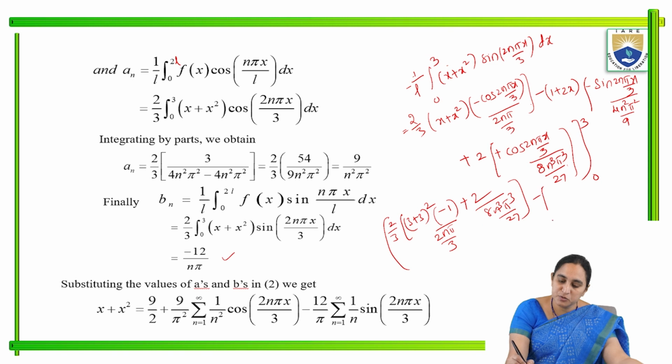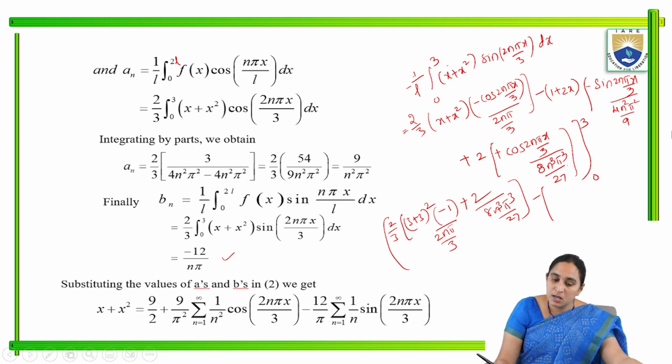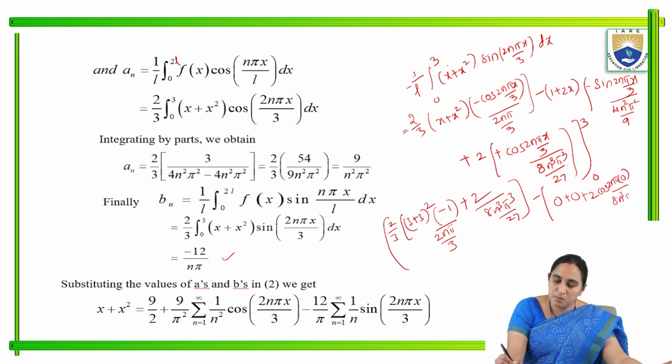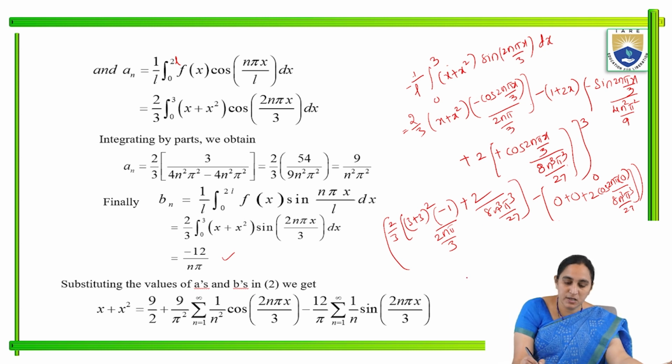And similarly substitute the lower point zero, 0 for the sine and cosine terms. There 0 plus 0 square, the first term is 0, and this is also sine 0, 0 plus 2 into cos 2n pi of 0 by 8n cube pi cube by 27. Okay, from that after simplification directly we get minus 12 by n pi.